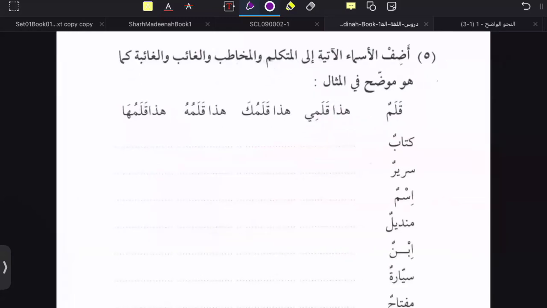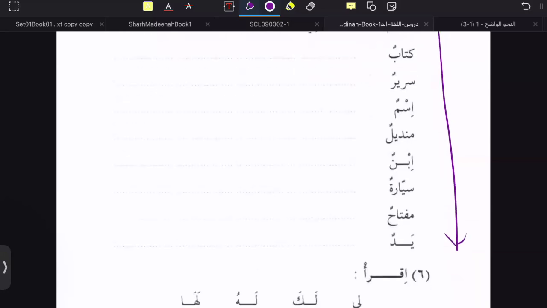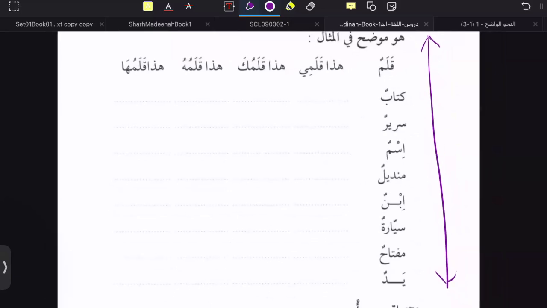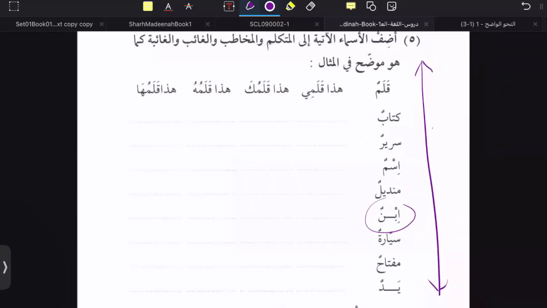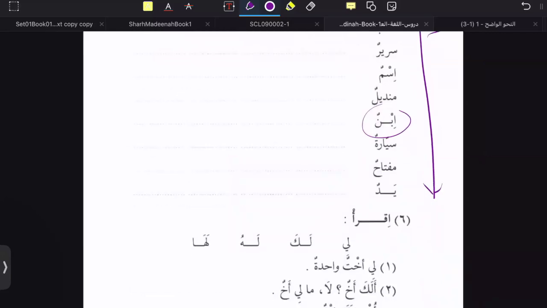This is an extremely important exercise, guys. This will help you with conjugation. And when you do these, please read out loud. Kitabi, kitabuka, kitabuhu, kitabuha. You should also do kitabuki. Okay. Ismi, ismuhu, ismuka, ismuha. Pick at least 5 and conjugate them.